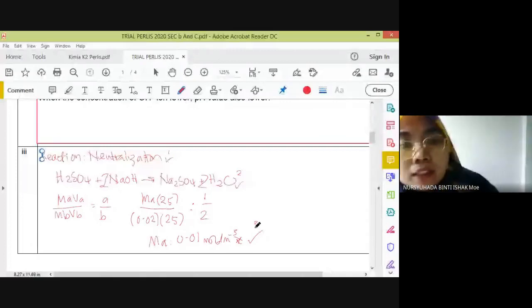Ini jalan pendek. Tapi cikgu nak ingatkan yang formula MAVA over MBVB equals to A over B ni, ini adalah untuk neutralization sahaja. Okay, neutralization sahaja. Other than that, cannot.